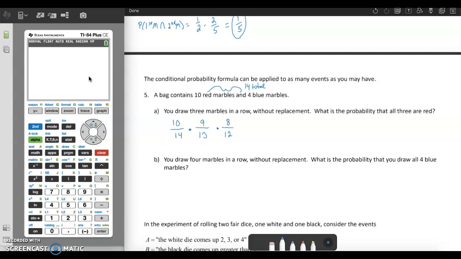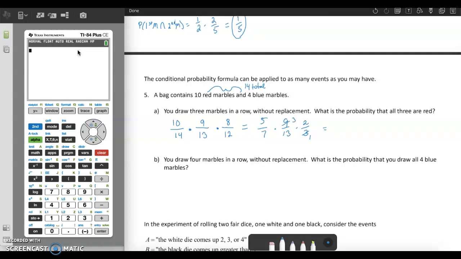Okay, so we can multiply all of these out. It might be easier to do some reducing first, though. So let's see. 10 over 14 is the same thing as 5 over 7. And 9 over 13 doesn't reduce. 8 over 12 is the same thing. If we divide those both by 4, we can get 2 over 3. Then I could even reduce a little bit more. This 3 could become a 1, and this 9 on top could become a 3. And that makes my multiplication at least a little bit easier.